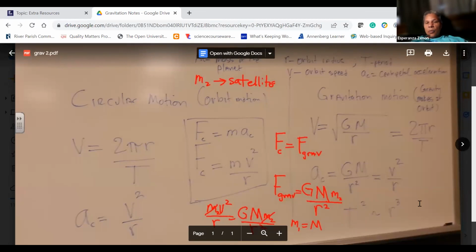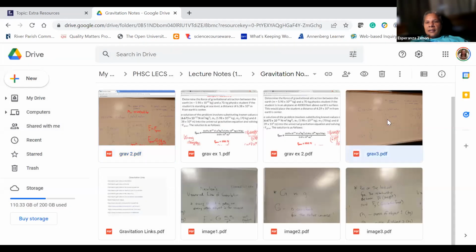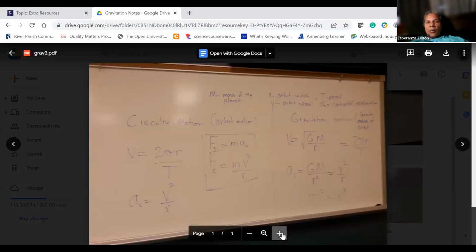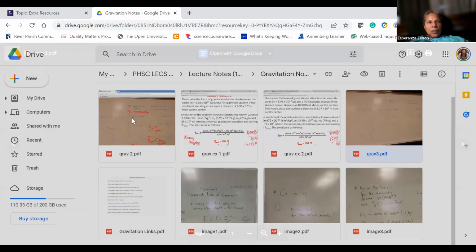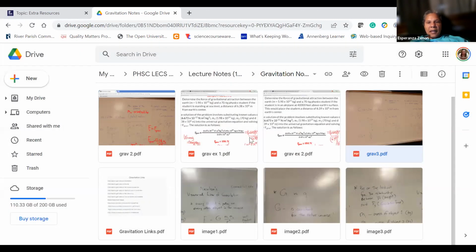Okay. So we have two ways to look at orbit motion: circular motion or gravitation motion. And this last picture is just the same information without the red writing. Okay. So that's basically what I wanted to share with you from this, to look at some examples and then talk about the connection between our old circular motion stuff and our new gravitation stuff. And then just some summary notes and reference material, right?